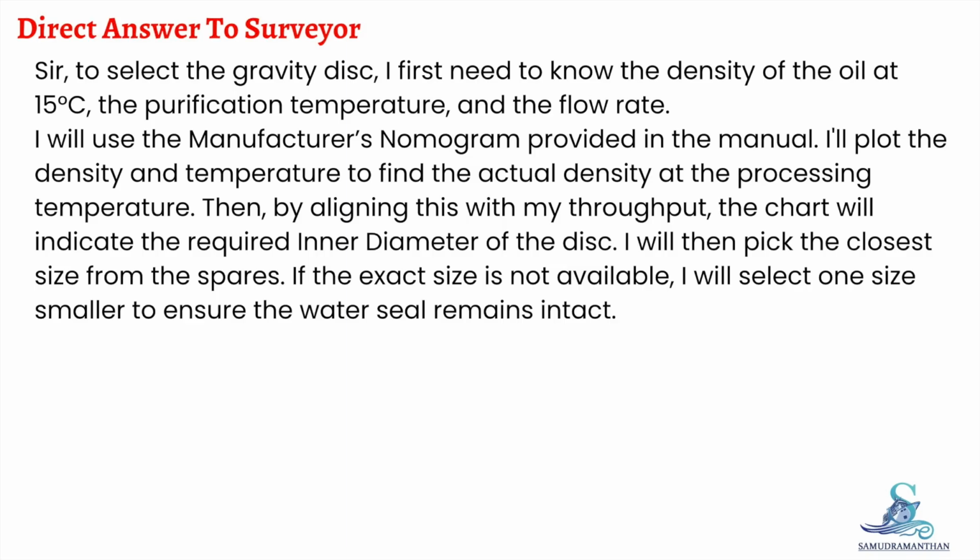I will use the manufacturer's nomogram provided in the manual. I'll plot the density and temperature to find the actual density at the processing temperature. Then, by aligning this with my throughput, the chart will indicate the required inner diameter of the disc. I will then pick the closest size from the spares. If the exact size is not available, I will select one size smaller to ensure the water seal remains intact.